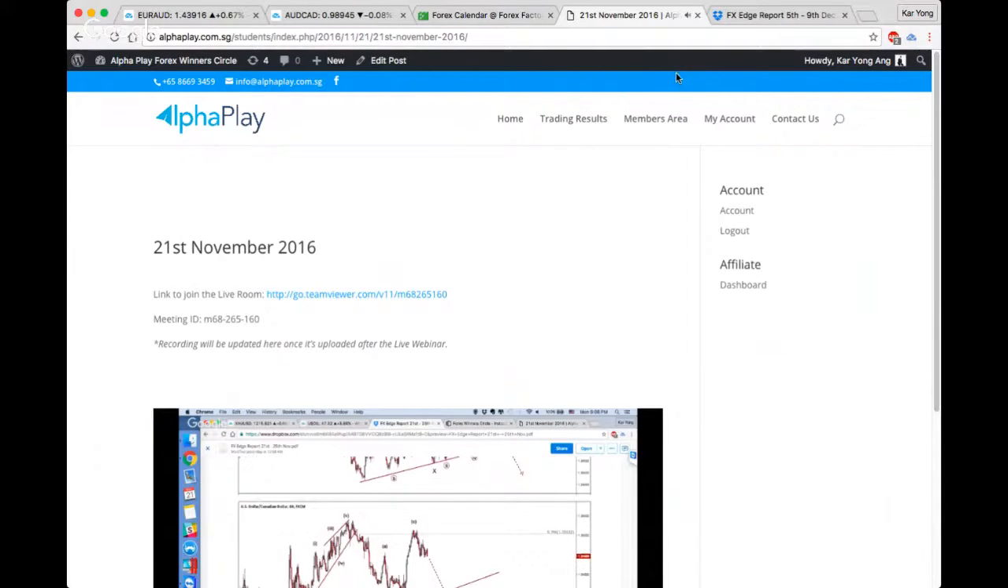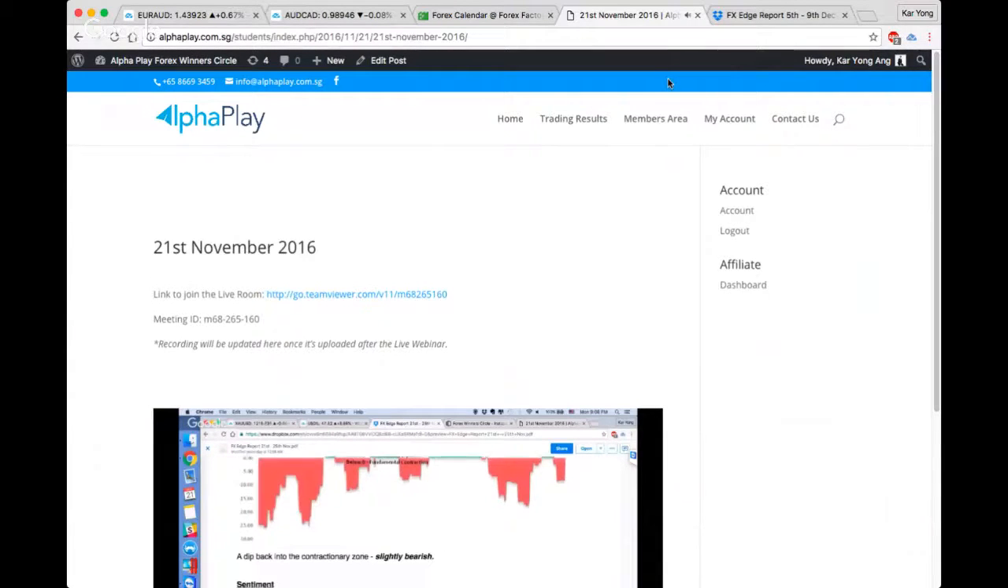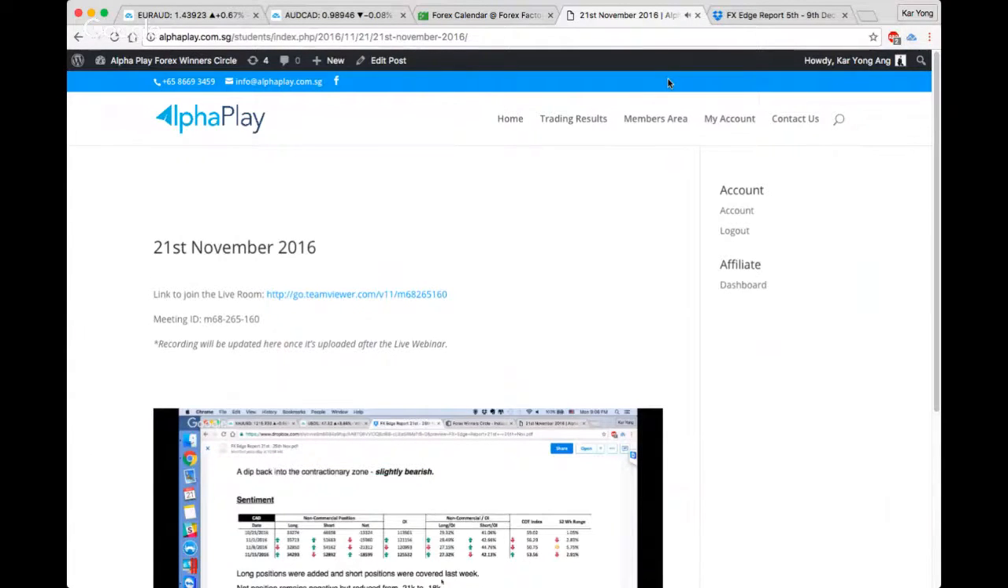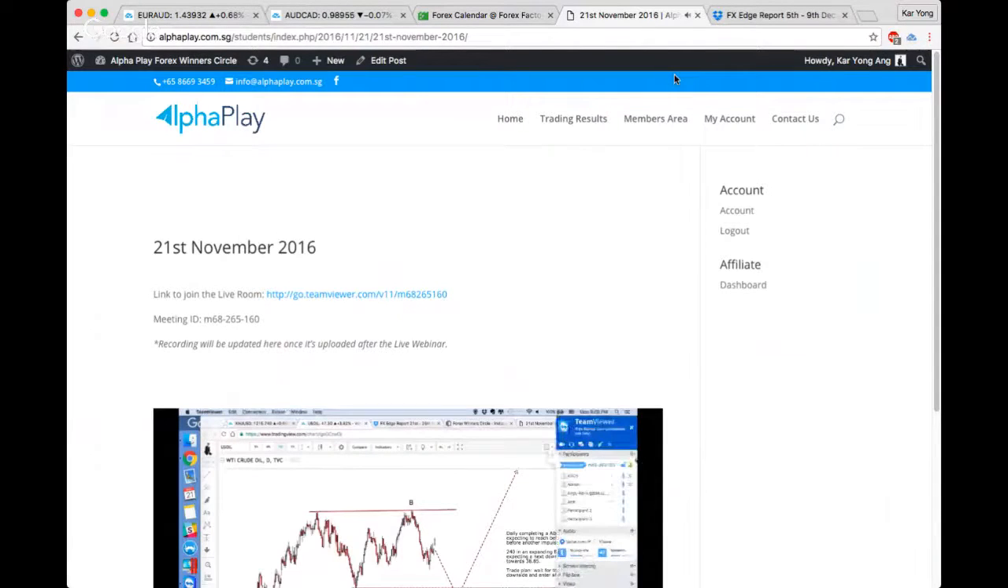So with that, I remind you all again to always manage your risks. Do not take too high a risk per trade. Risk management is the most important thing in trading to be sustainable and consistently profitable in the market. Risk management is the most important aspect in trading.